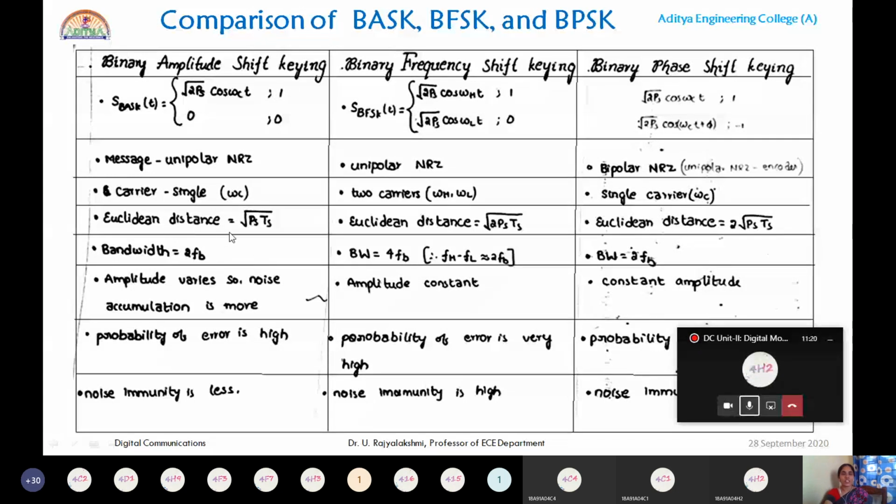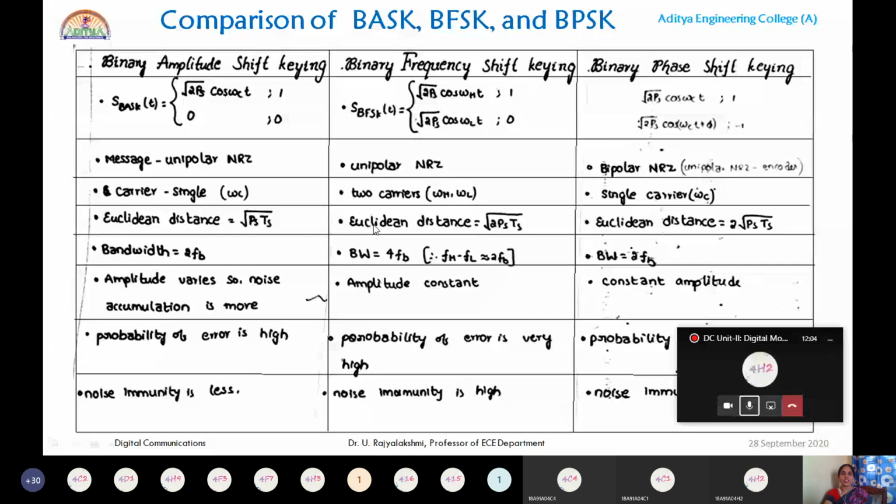Next, what about Euclidean distance? The Euclidean distance of ASK is root Ps Ts, or else here Ts is Tb. In binary techniques, Ts is equal to Tb because N is 1. In M-ary transmission techniques, the relationship between Ts and Tb is Ts equals N Tb, because a symbol is formed by grouping N bits. So that's why Ts will be equal to N Tb in M-ary, but this is binary. Because N is 1, Ts will be Tb here. So what is the Euclidean distance of BASK in terms of bit energy? Root Eb, where Eb is Ps into Tb.